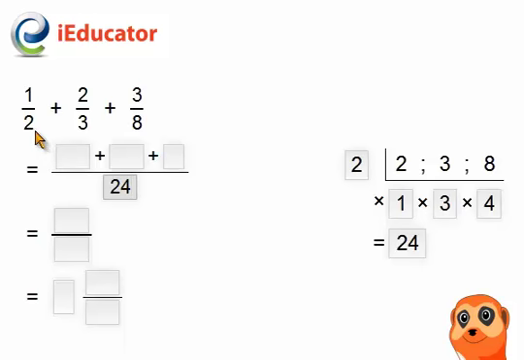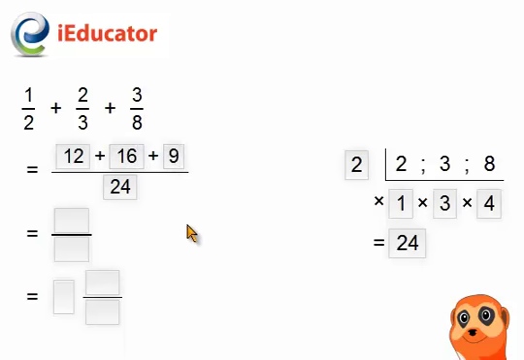Now, 2 can go into 24 12 times, because 24 divided by 2 equals 12. Multiplied by the top, 1 remains 12. 3 can go into 24 8 times. Multiplied by the numerator, the 2, to get 16. 8 can go into 24 3 times. Multiplied by the numerator 3, 3 times 3 equals 9.